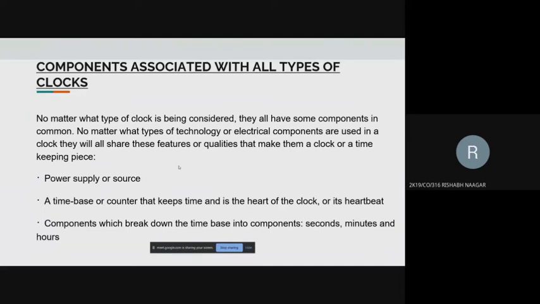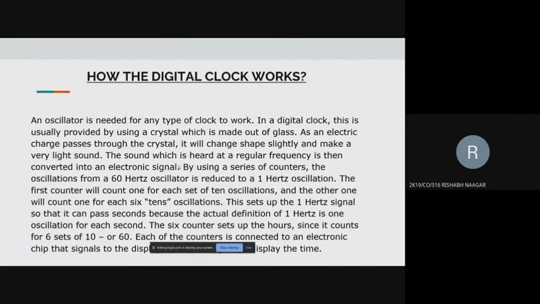Now, like any other clock, a digital clock also has some components. A digital clock has a power supply or source, and a time base or counter that keeps time and is the heart of the clock. It also has components which break down the time base into seconds, minutes, and hours. Digital clocks use an electronic power supply, either AC power from a wall outlet or a battery. It also has a time base that is electronic and ticks at an accurate rate, and an electronic gear mechanism usually called a counter. For the display, the digital clock typically uses one of two kinds of lights: either LED or LCD to display the lighted times.